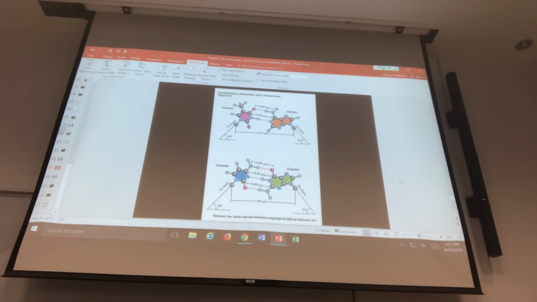Yes? Will the consensus sequence be provided? Yes. Good question. Don't worry about memorizing consensus sequences. That will be provided in the question.